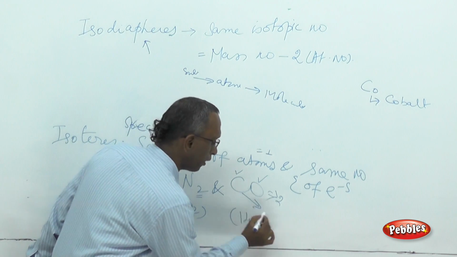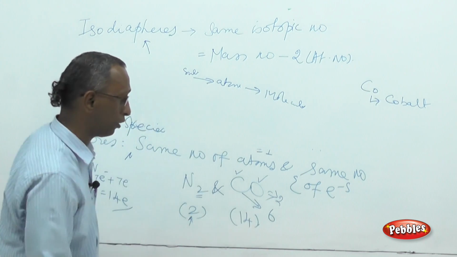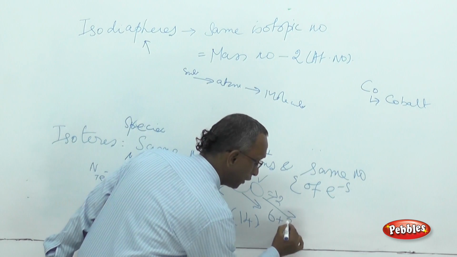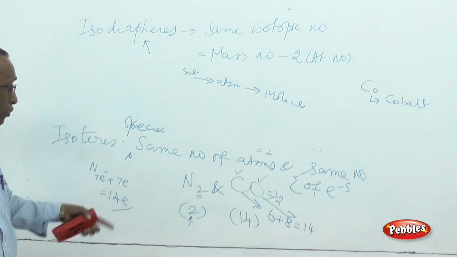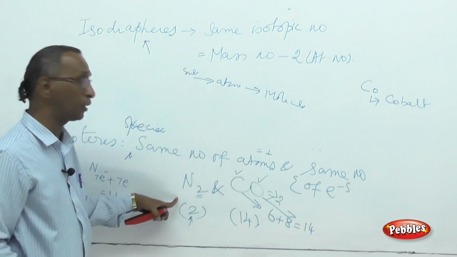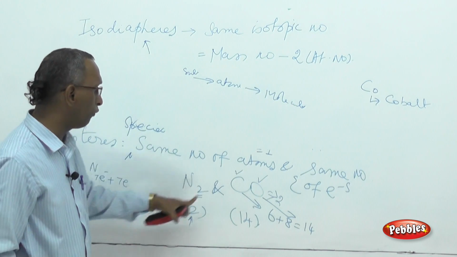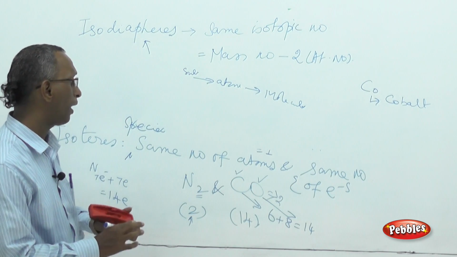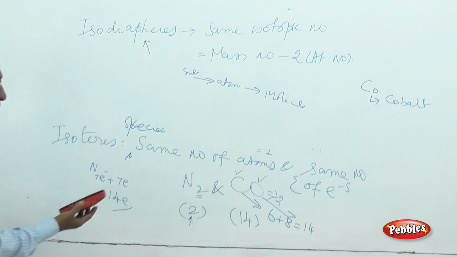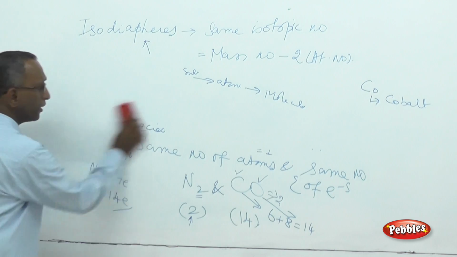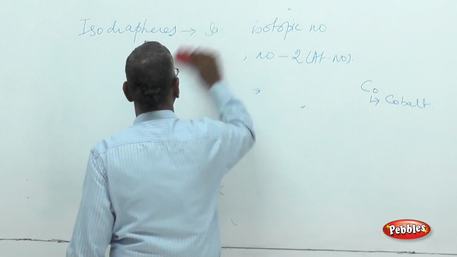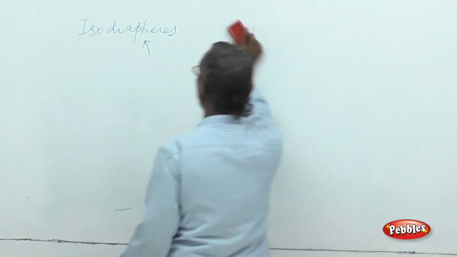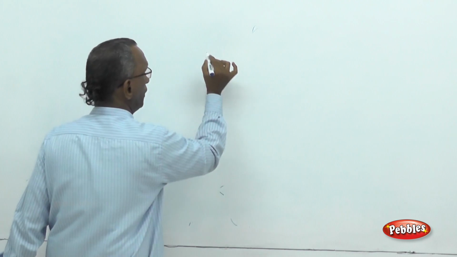Here carbon atomic number is 6, means that it contains 6 electrons. Oxygen atomic number is 8, means that it contains 8 electrons. Total number of electrons is 14. So total number of electrons is 14 for both the species. The number of atoms is 2 for both the species. These two species have same number of atoms and same number of electrons. Such systems are called isoteres. So isodiaphers and isoteres. Isotones are the systems with the same number of neutrons. So these are to be noted.